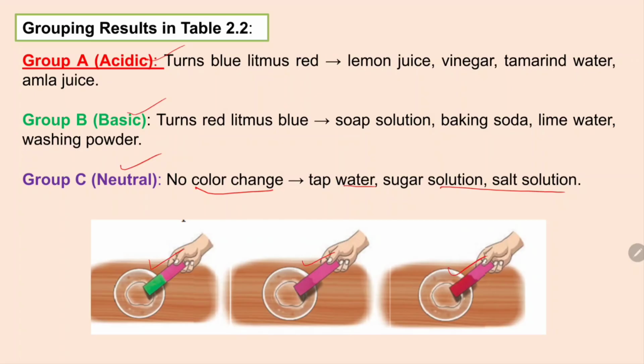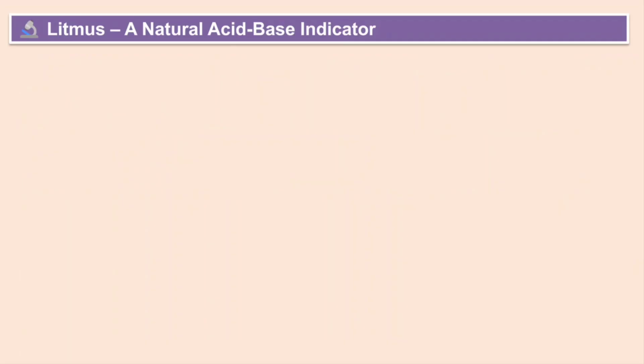Okay, it depends on what you are using. So, litmus is a natural acid base indicator. So what can we conclude after that activity? We can conclude that litmus is an acid base indicator. So what is this litmus? First let us see about it.